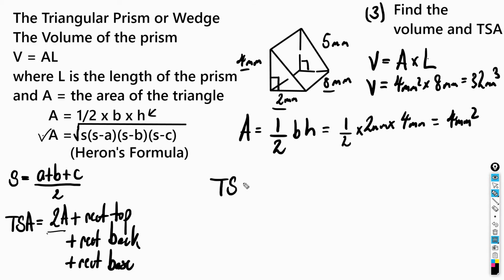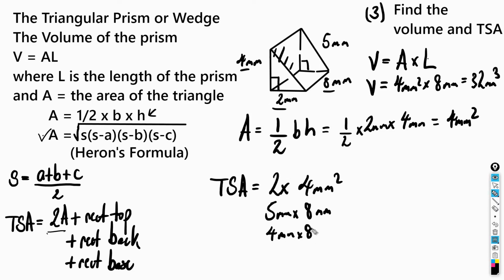Now let's find the total surface area, and this should be equal to 2 times the area of the triangle, which is 4 millimeters squared. Then we need the area of the top, okay, which in this case the top should be the face we're looking at right here, that square, right? And that would be 5 millimeters times 8 millimeters, right? Then we need the back, which is this side here, and that would be 4 millimeters by 8 millimeters. And then we need the base, which is this down here, and it would be 2 millimeters by 8 millimeters, right?